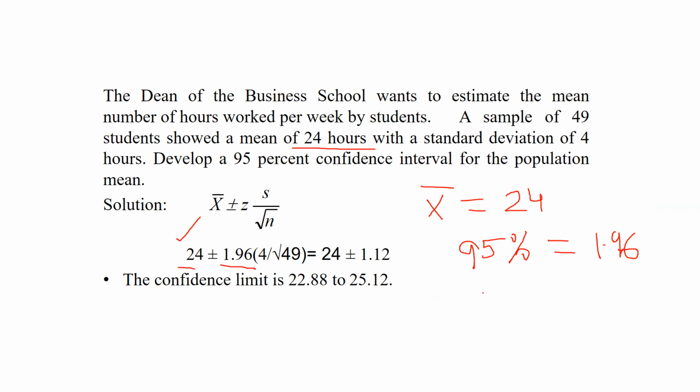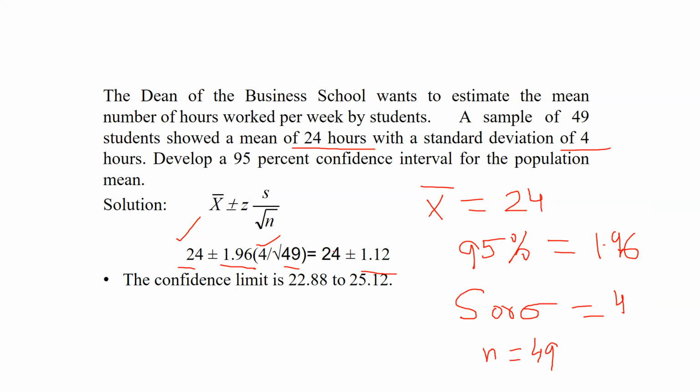Then standard deviation, that is denoted by sigma, and here it is given as 4. Standard deviation is 4, right? So I have put it here, 4. And sample size, we are talking about n equal to 49. When we solve this, the plus minus value is 1.12.